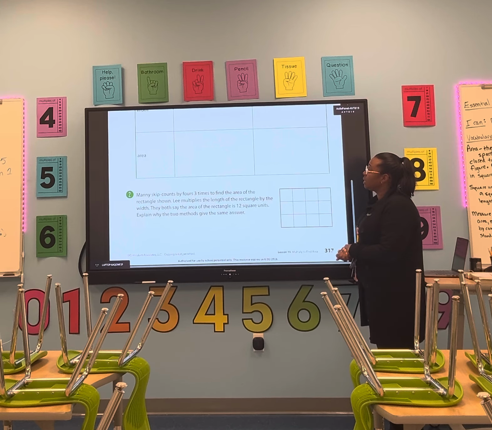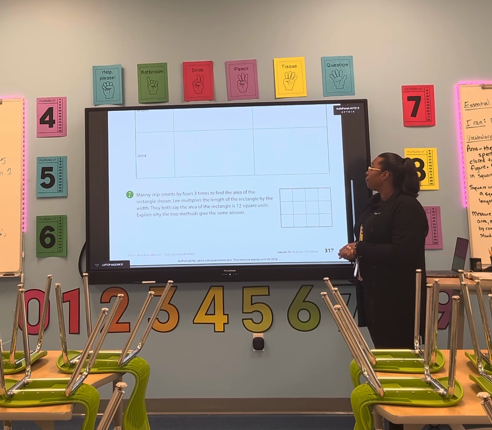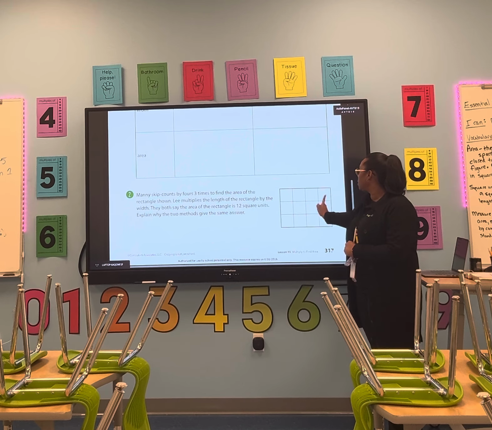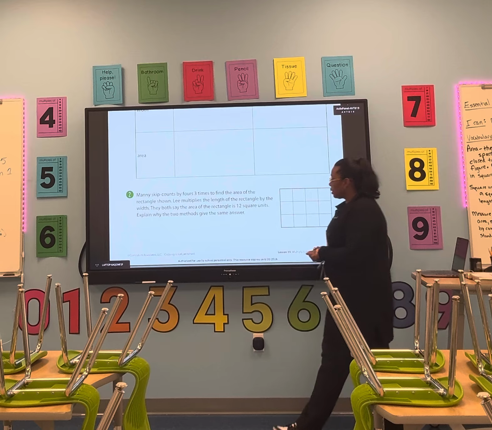Okay, so when they say he skip counted by 4s 3 times, that means he was counting by 4s, and 3 times means he has 3 rows. And it was 4 in each row. So it says Lee multiplies the length of the rectangle by the width. They both say the area of the rectangle is 12 square units. Explain why the 2 methods give the same answer.